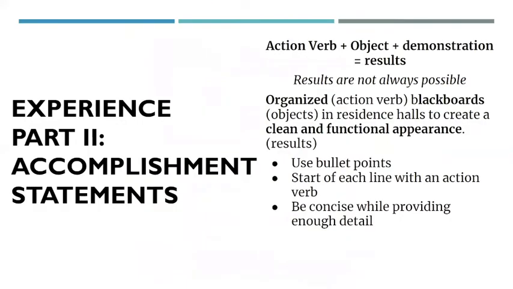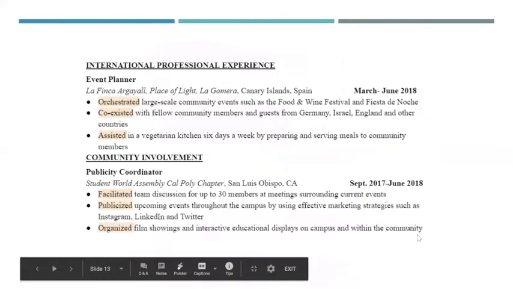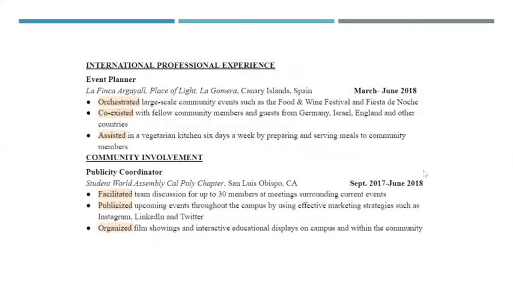Next, we talk about experience in the accomplishment statements. So we like to think of these accomplishment statements using the formula action verb, object, demonstration equals results. An example bullet point of that is organize blackboards in residence hall to create clean and functional appearance. This is a good and concise bullet point that gets the point across to the employer. Here you can see all the highlighted is the action verbs, which is what you should be starting your bullet points with. Remember not to start with I statements or any personal pronouns.